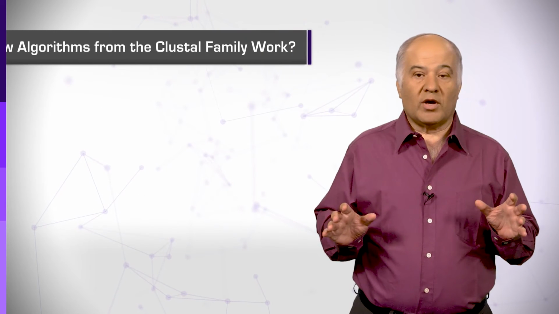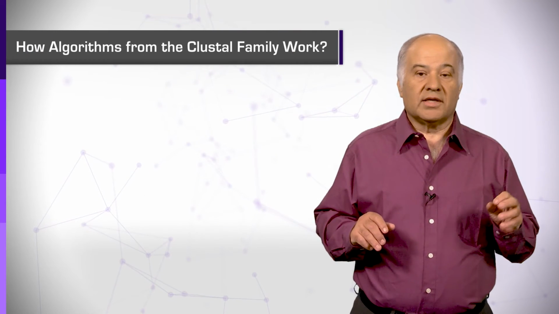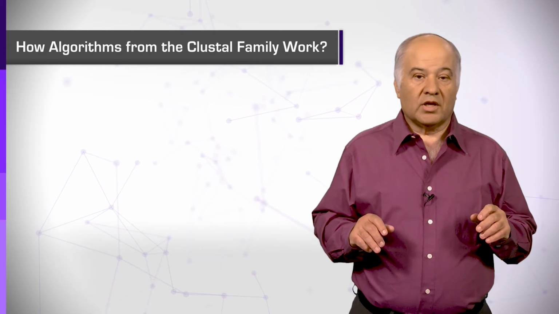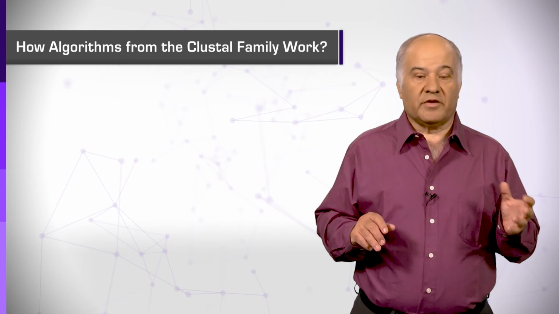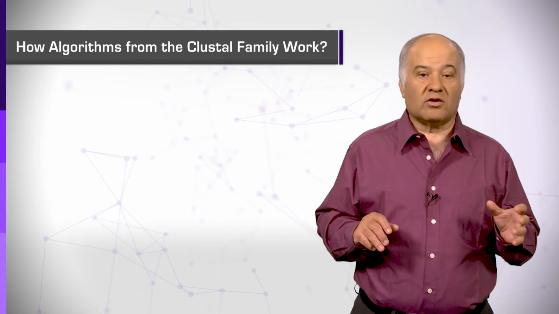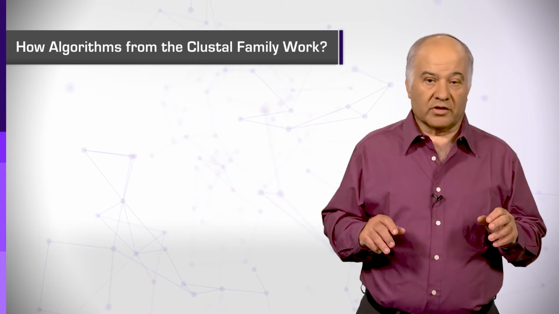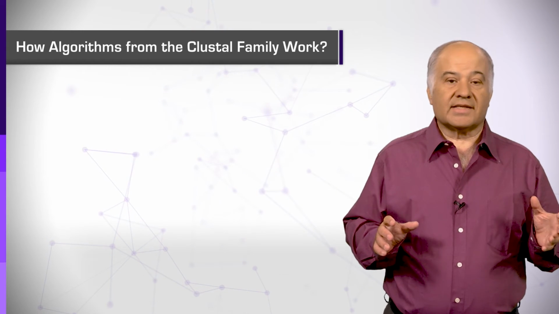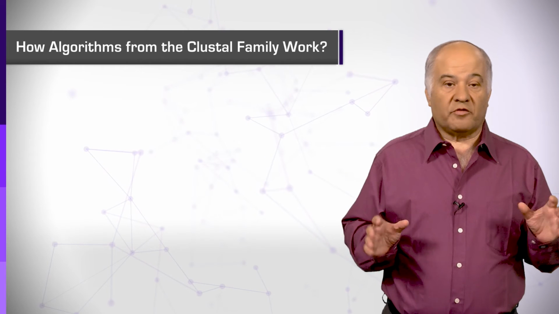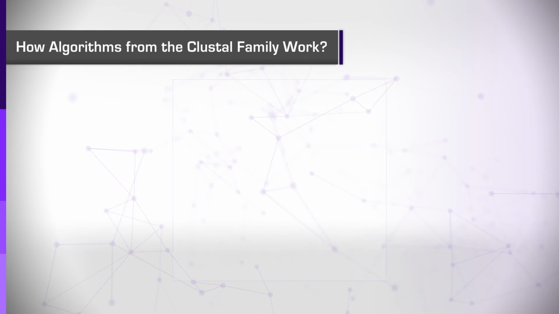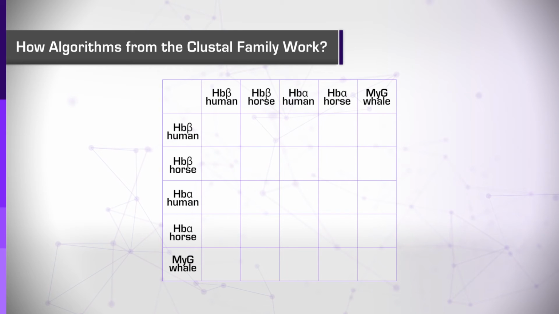Let me describe one of the most popular algorithms in a little more detail. We will look at the Clustal family of algorithms, of which Clustal Omega is the latest version. Let us take as an example an MSA of 5 related proteins, the alpha and beta chains of hemoglobin from man and from horse, and myoglobin from whale.